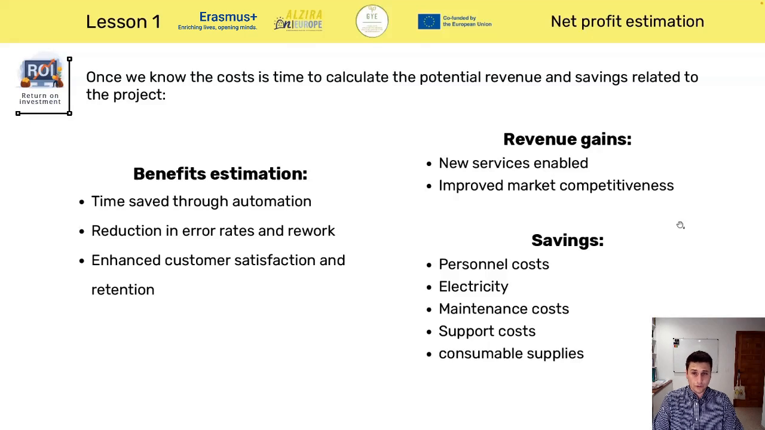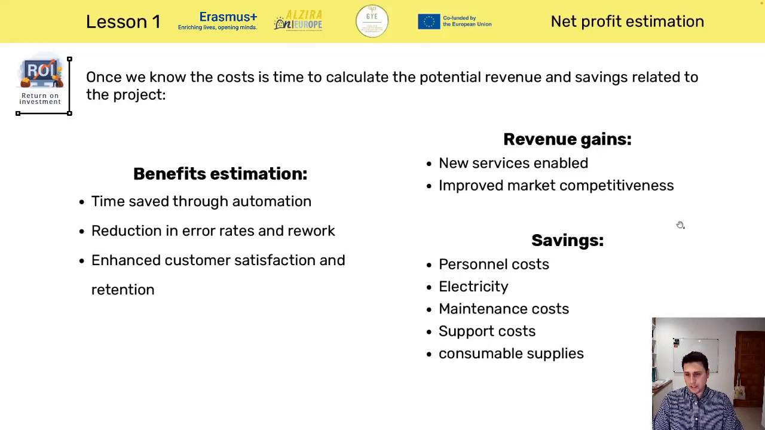Once we have all of the costs estimated, both direct and indirect, it's time to estimate the potential revenue, savings, and gains related to that project in order to have the net profit estimation.